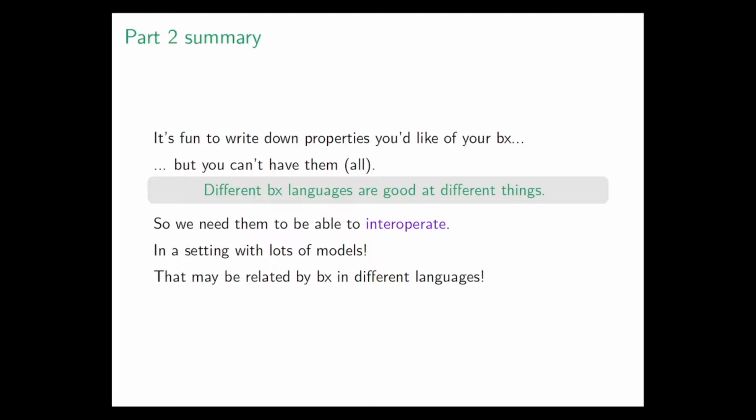So in summary of part 2, it's fun to write down properties that you would like to have in your bidirectional transformation, but unfortunately you can't have them, or at least you can't have them all. Different languages are good at different things, and therefore we really need them to be able to interoperate. We need to have a setting with lots of different models that may be related by bidirectional transformations in different languages, some of which may be specialist languages and some of which may be general purpose languages. And in some cases the models may be related only by consistency checking, and we may also want different amounts of automatic consistency restoration in different cases. So we're really in a very highly heterogeneous situation. And that, I think, is really important.